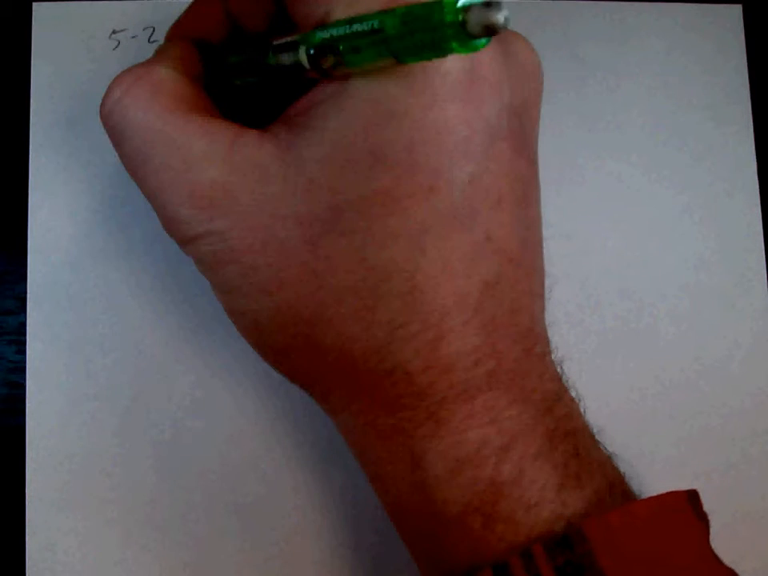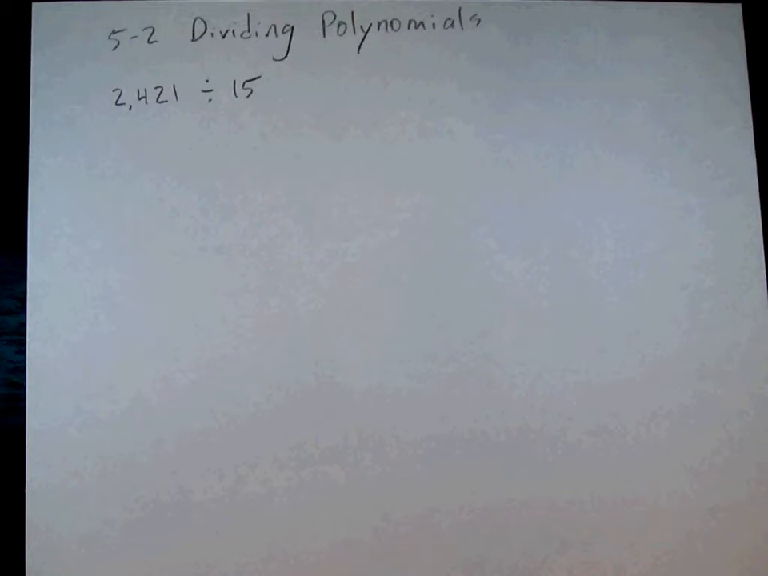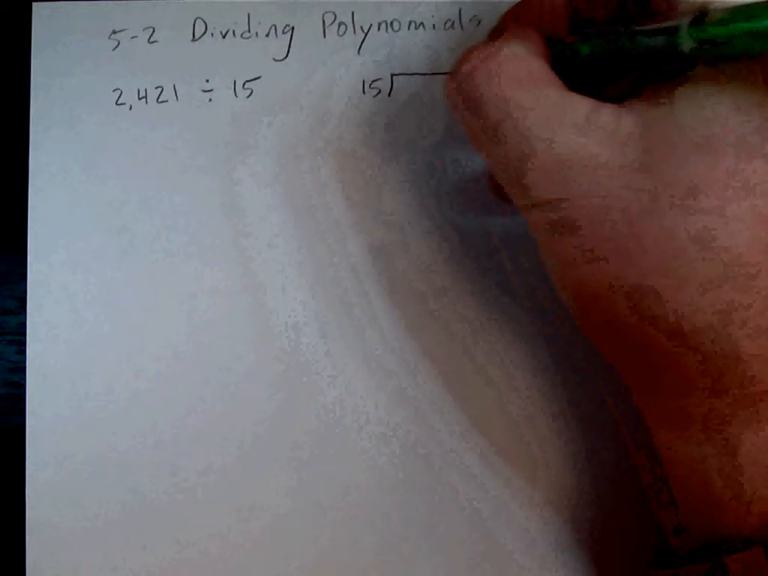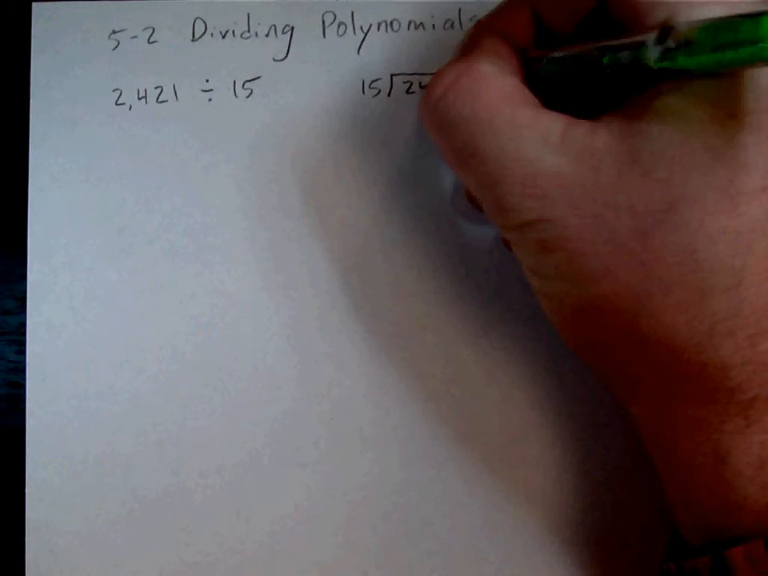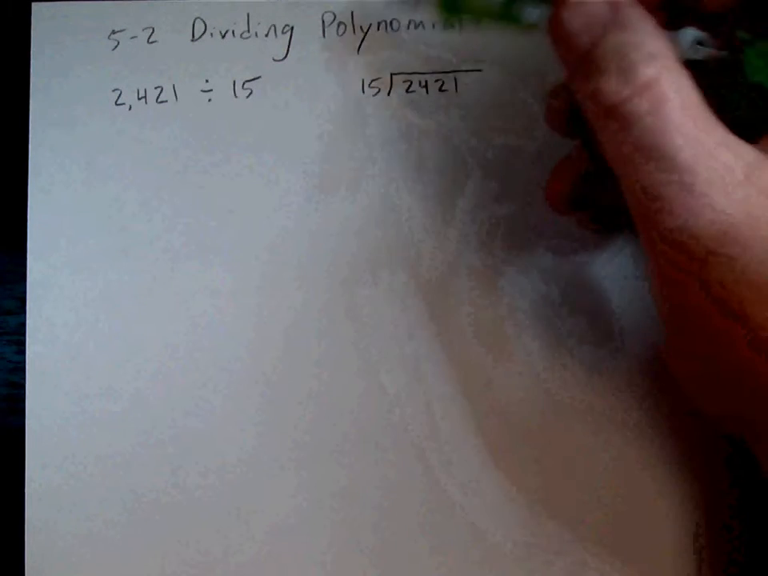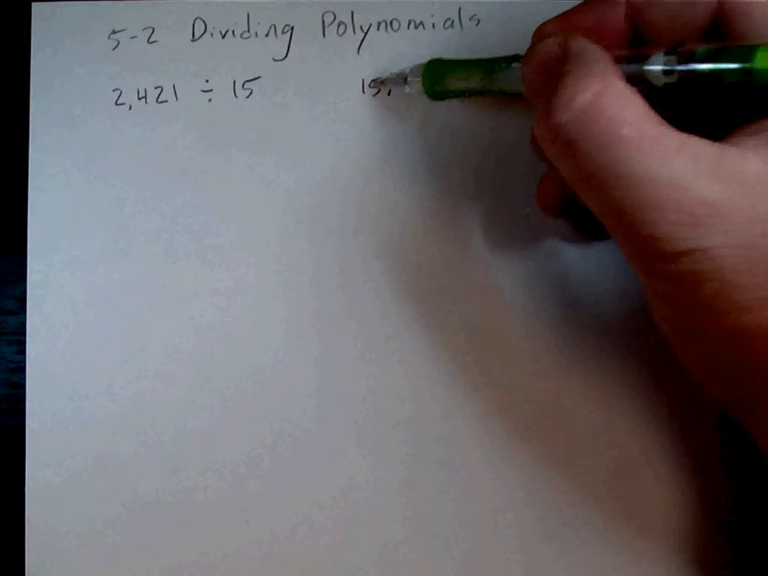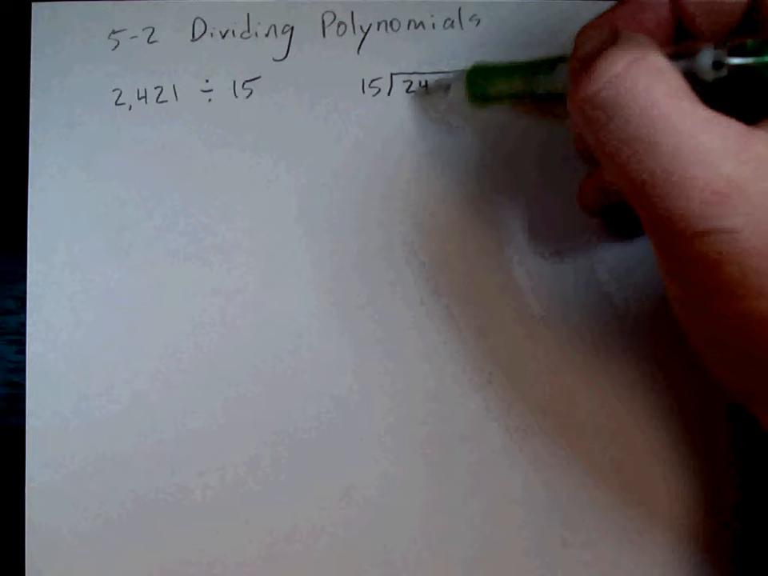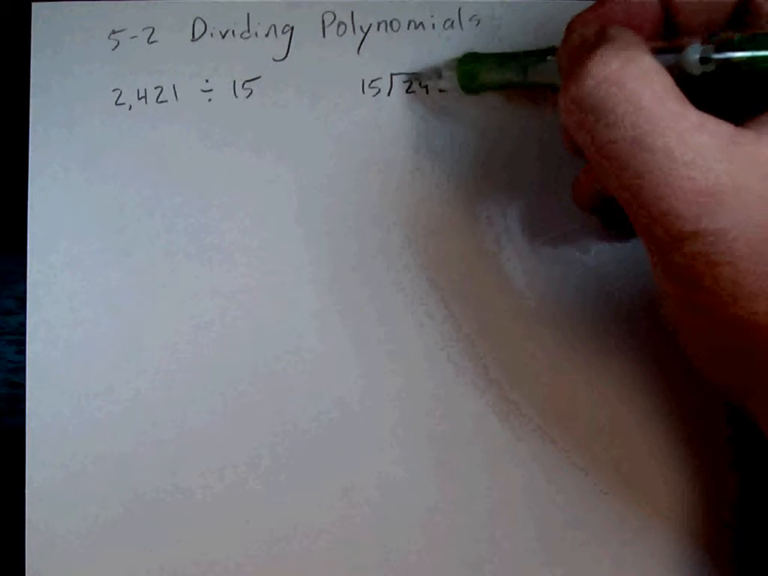Let's take, I don't know, 2,421, and we're going to divide it by 15. So if we did long division, we're dividing by 15, that goes in the front, and we're dividing the 2,421. With long division, you consider the number out front, the 15, and say, well, how many 15s go into 2? Well, that's not possible. 15 doesn't go into 2.